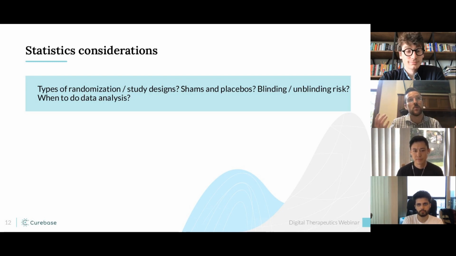And I also will keep in mind, depending on the route that you're going as an organization, while randomized control trials are the gold standard, that might not always be appropriate or necessary for the endpoints that you need or for the goals that you're trying to achieve. So keep that in mind.